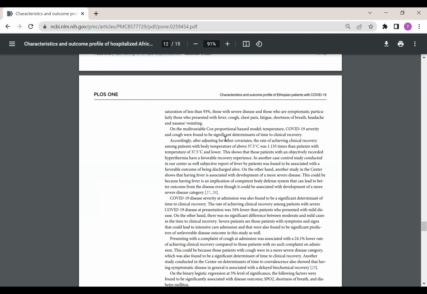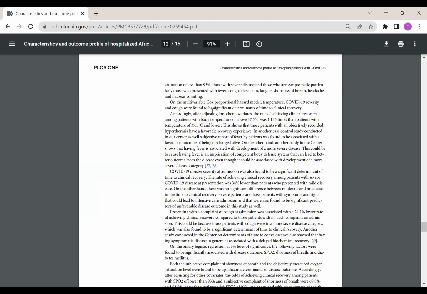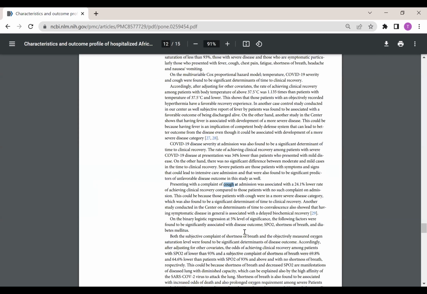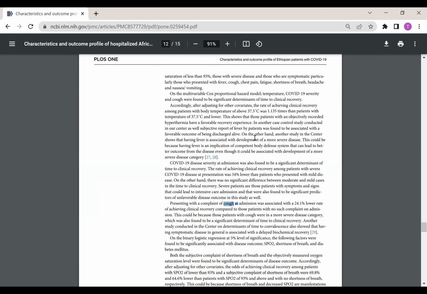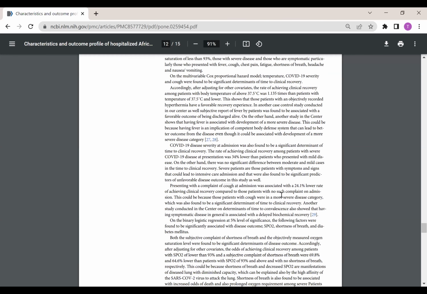And the other is when we present our study results, as you remember, the first one was temperature, and then the second one was disease severity, and then lastly it was cough. So we have followed the same presentation flow, and we presented our findings in the context of what's already known: why having fever was associated, what was its implication. Is it because it shows a competent body defense system, or why was there a significant association?